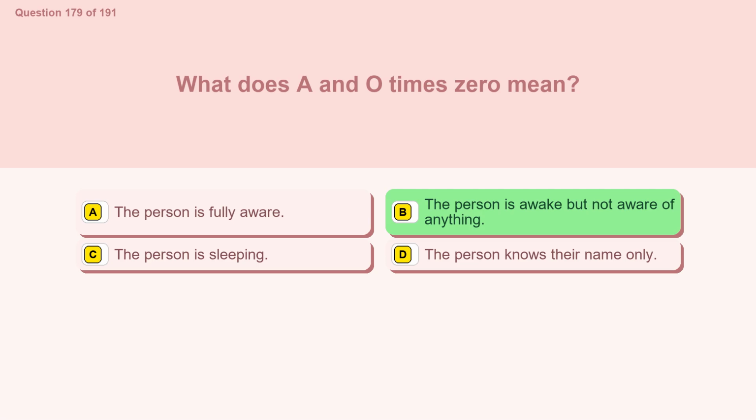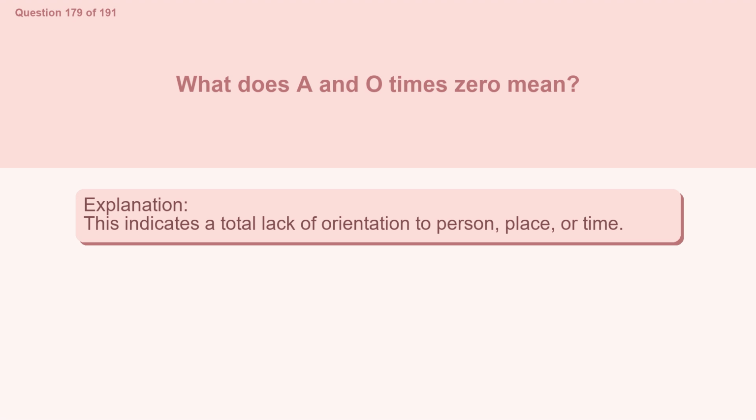The correct answer is option B, the person is awake but not aware of anything. This indicates a total lack of orientation to person, place, or time.